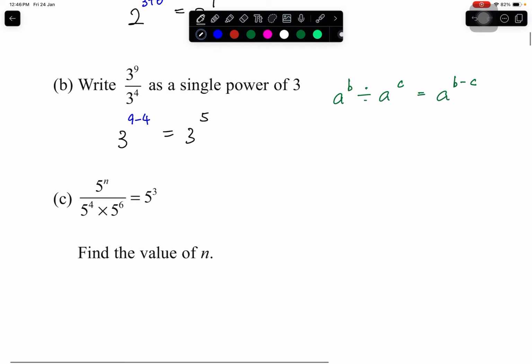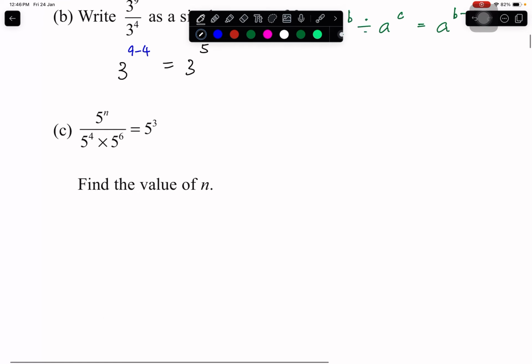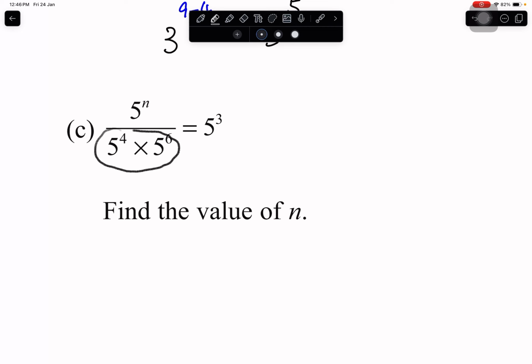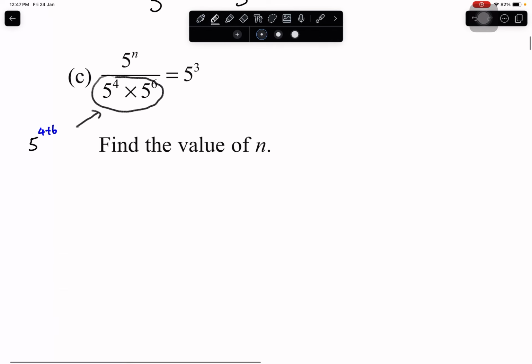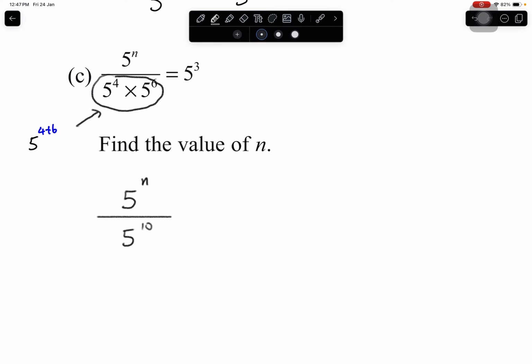Okay, now part C there. Part C, you could complete the bottom of this fraction first, or you can just multiply to the other side. It's up to you. So within this part, you can write it as 5 to the power of 4 plus 6, which is 5 to the power of 10. So in the first step, you can write it as 5 to the power of n divided by 5 to the power of 10, and that's equal to 5 to the power of 3.